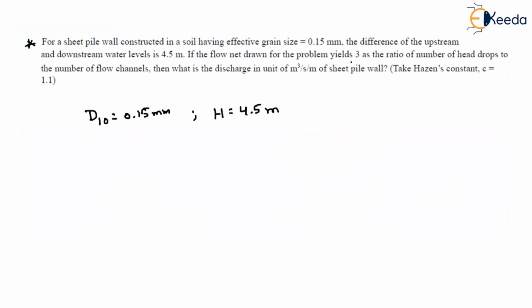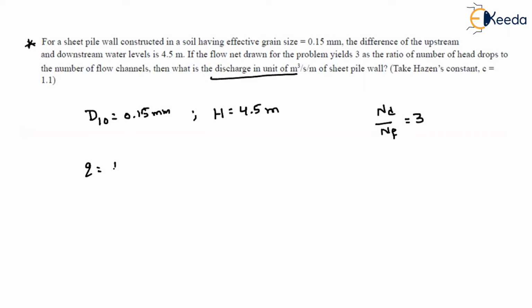If the flow net is drawn, that means they have given that the flow net drawn for the problem yields 3 as the ratio of head drops to the number of flow channels. So what are the head drops? Head drops we will define as ND. Flow channels we will define as NF. So how much is obtained? 3. So what we have to find? We have to find out the discharge.